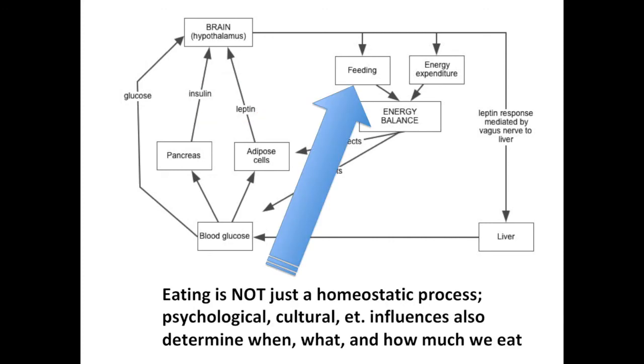But eating isn't just a homeostatic process. It's psychological, it's cultural, it influences when we eat, what we eat, and how much we eat. Like, we generally wake up and have breakfast probably because we're hungry, but many people get up and they're not really very hungry, but perhaps they'll eat because their family is eating at the table. And same with dinner. There are many factors that lead into when and where and what we eat, and these are clearly outside of neuroendocrine control.